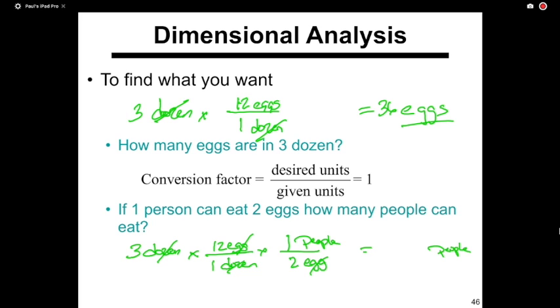2. And mathematically, 3 times 12. I can divide it by 1. Do I have to divide it by 1? No. Times 1. Do I have to multiply it times 1? No. Divided by 2 is equal to what? How many people can eat? All right. Okay, not too bad. A little bit more complicated.